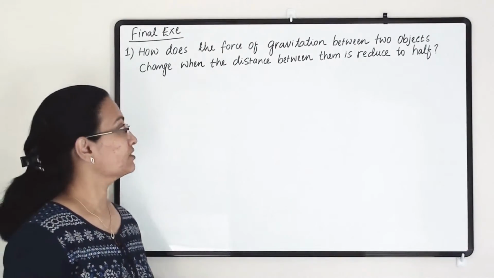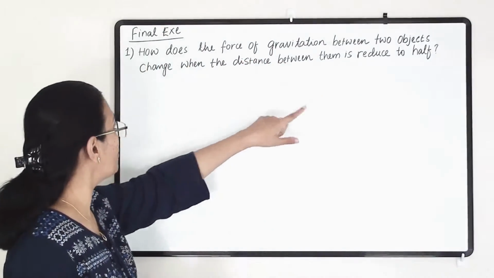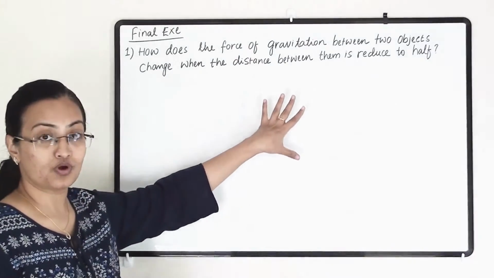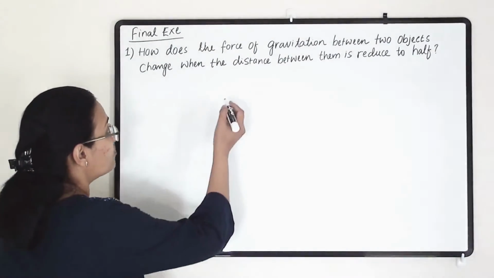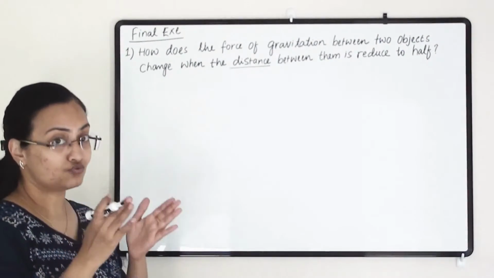Today we are going to understand and learn the question answer from the final exercise of chapter Gravitation. The first question is, how does the force of gravitation between two objects change when the distance between them is reduced to half? So we have to see how much the gravitational force will change when we are reducing the distance to half.